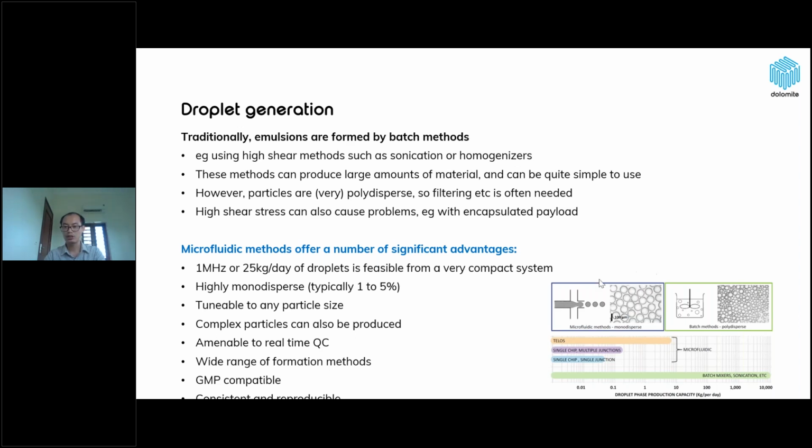So this graph shows the difference, the advantage of the microfluidic method compared to batch methods. The microfluidic method gives better monodispersity, whereas batch methods generate polydispersed droplets and particles.